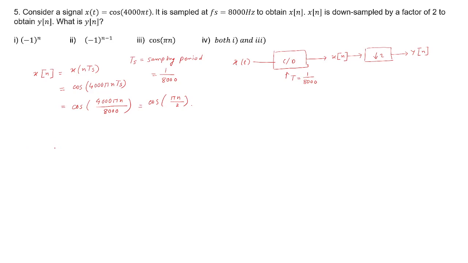Now you are performing the downsampling operation, yn, with the downsampling factor of 2, which is given as x of 2n. If you substitute the value here directly, you are going to obtain cos pi n by 2, where n is replaced by 2n, so let me write 2n here, pi times 2n over 2, which is cos of pi n.